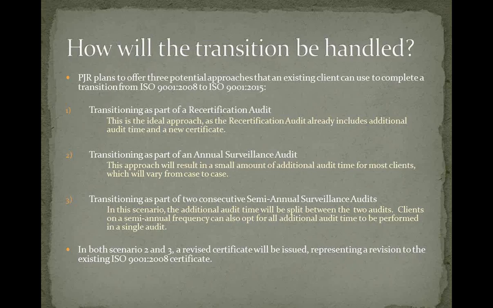Now, if you choose to do it as part of your regularly scheduled annual surveillance audit, it will result in a small amount of additional audit time for most clients. This will vary from case to case. As a last option, if you happen to be on semi-annual surveillance audits, we are going to permit a transition as part of 2 consecutive semi-annual surveillance audits. However, the preferred approach, the preferred process, is that the full transition is done in a single step. So if you are on semi-annual audits, we can do the full transition in a single semi-annual audit step. In both scenarios 2 and 3, we will issue a revision to your certificate, a revision to the existing 9001-2008 certificate that you have. That would then bear an R1 on the certificate number.